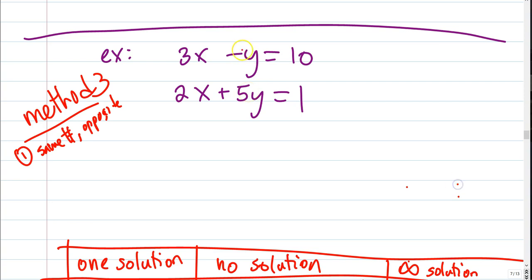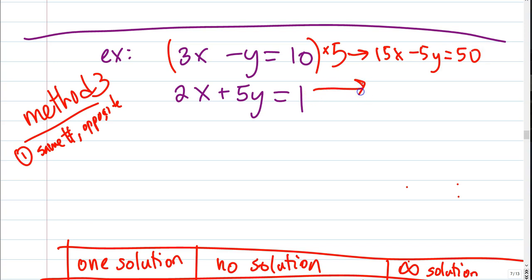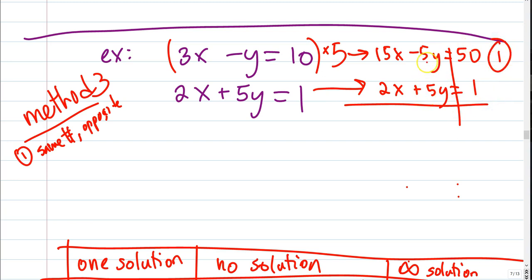Sure. I could change this 1 into a 5 by taking the top equation and multiplying it all by a 5. But keep in mind, it will distribute across the entire equation. So that makes that a 15x minus 5y equals 50. The second one I didn't need to change. Can I solve this now? That was step 1. The y's will now eliminate.